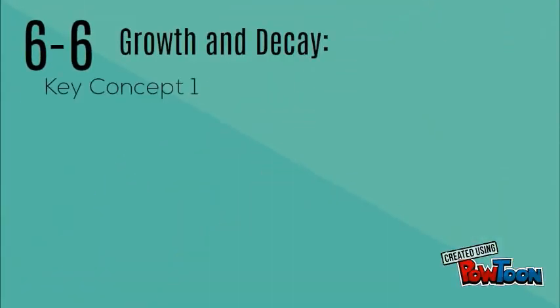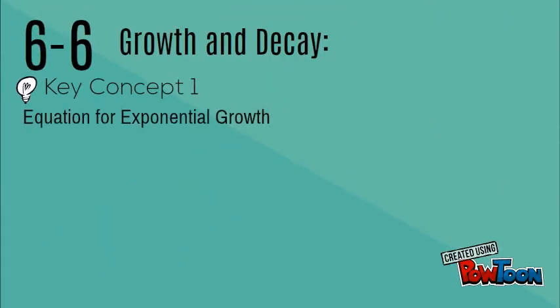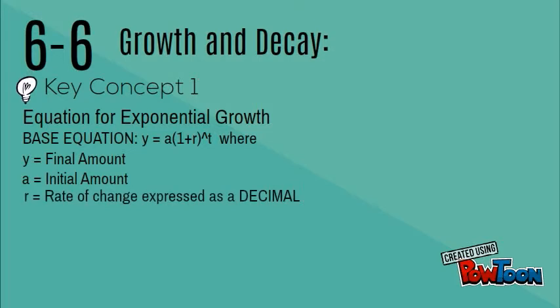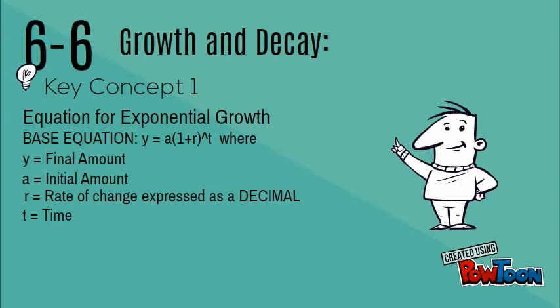6.6 Growth and decay. Key concept number 1. Equation for exponential growth. Base equation: y equals a times the sum of 1 and r, to the t, where y is the final amount, a is the initial amount, r is the rate of change expressed as a decimal, and t is time.